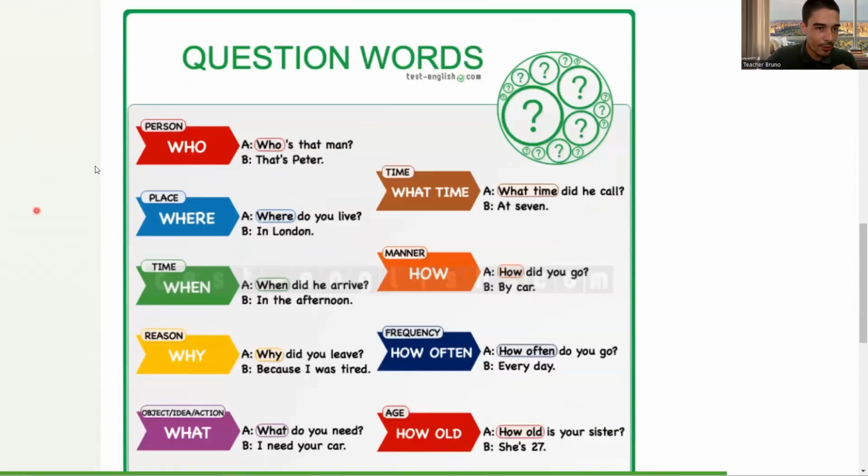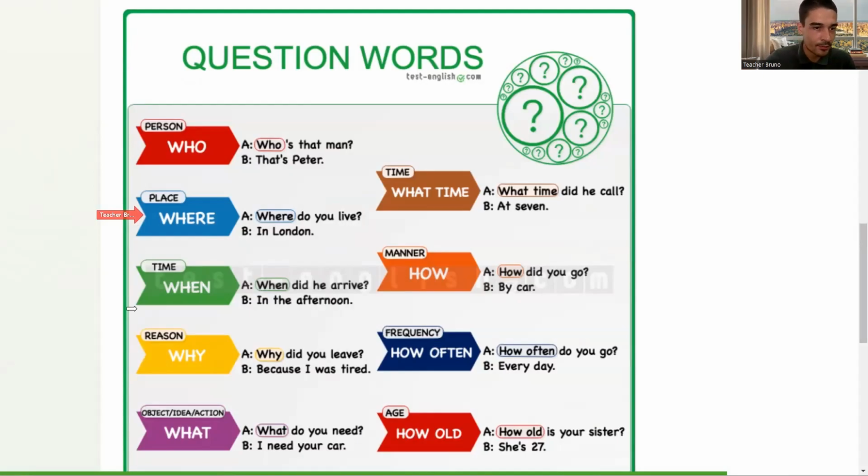Every single WH question has a relationship with something. For example, who? Person. Who is that man? That's Peter. Where? Place. Hospital, Brazil. Where do you live? I live in Brazil. Where do you work? I work in, etc.